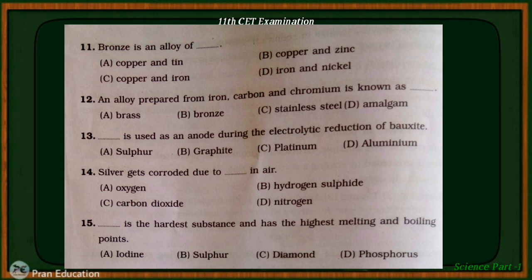13th. Dash is used as an anode during the electrolytic reduction of bauxite. Options: A. Sulfur, B. Graphite, C. Platinum, and D. Aluminum. The correct option is option B. Graphite.